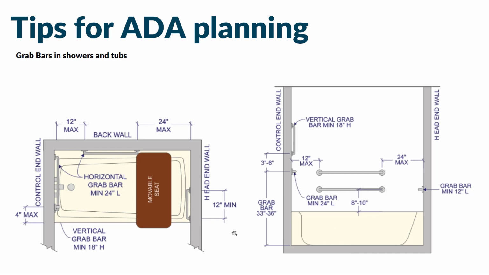And then the same scenario, but for a movable seat situation, right? So we can see that it's compressed in a little bit. We still have our same heights, but now we can have a 24-inch max to that first grab bar from the rear of the tub, which is one of the notable differences there.